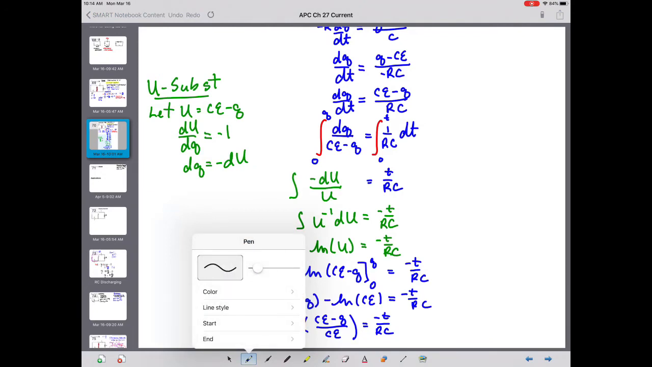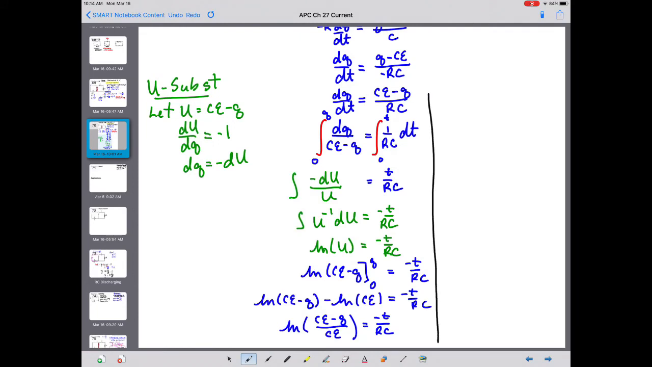Making a little more space here. I'm going to come up over on the side over here. To get rid of that natural log, I have to raise both sides to E, or the base E, and so I'm going to get C EMF minus Q over C EMF is equal to base E to the negative t over RC. Now, from there, it's algebra.